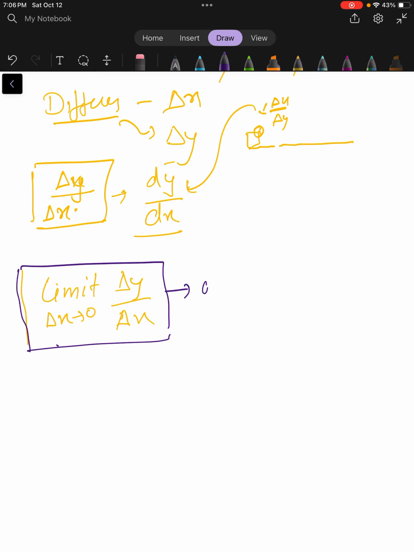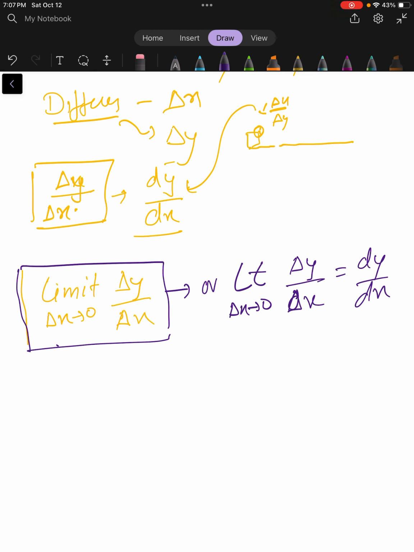Sometimes we will write it like LT also, where delta x tends to 0, of delta y upon delta x, and this is always represented by dy upon dx also. Okay, so what we try to say, the ratio of delta y upon delta x is a very small quantity, where delta y is another small quantity, then we will say that dy upon dx is the differential coefficient of y with respect to x.